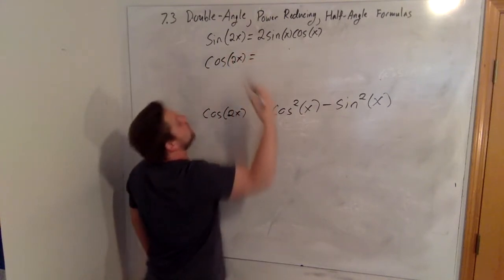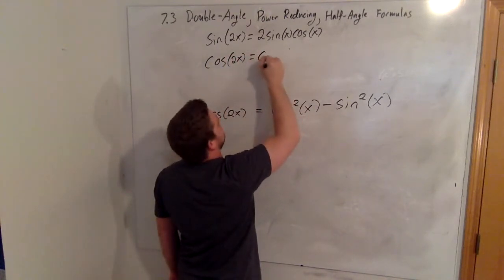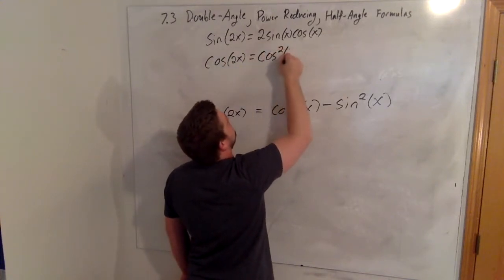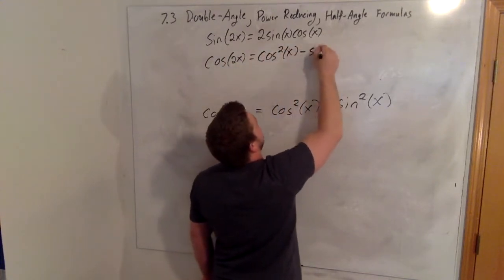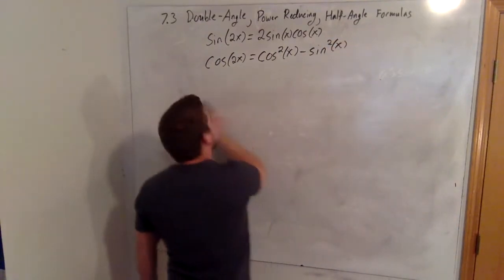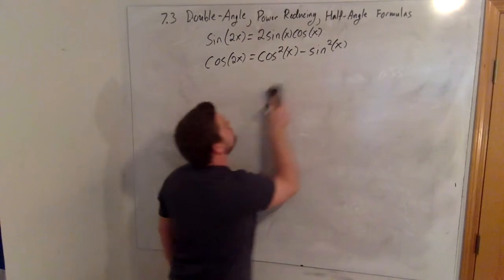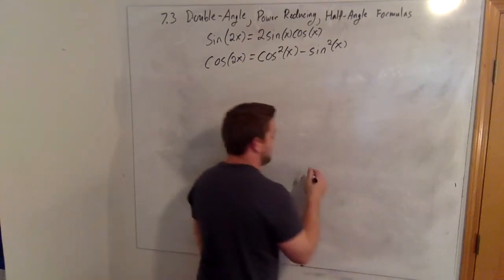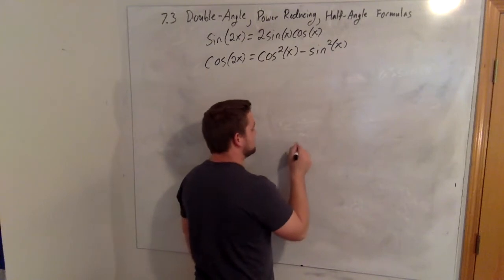There are actually two alternative formulas for the double angle formula for cosine. The first is cosine squared of x minus sine squared of x. The other two formulas come from just using the Pythagorean identity. So let's get the other two for cosine of 2x.